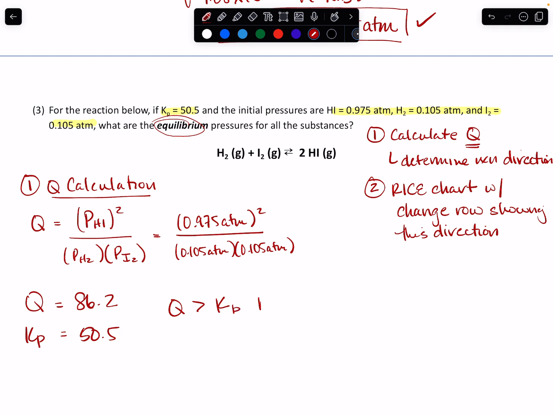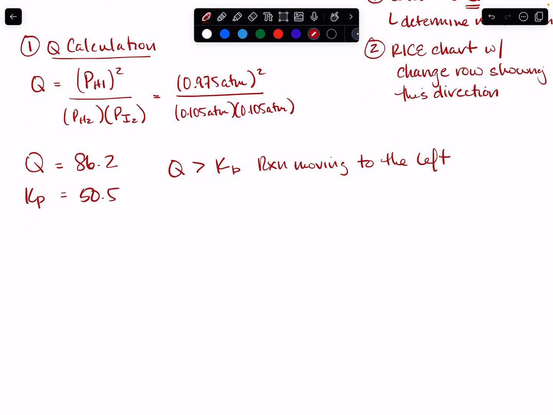All right, so what that tells me is the reaction is moving to the left. All right, we need to get back to equilibrium. So we've overshot the equilibrium amounts, and we need to use up some of those products to form reactants to get to equilibrium. All right, so that's going to show up in our RICE chart. All right, so let's start by writing our reaction. H2 gas plus I2 gas forms 2HI gas.